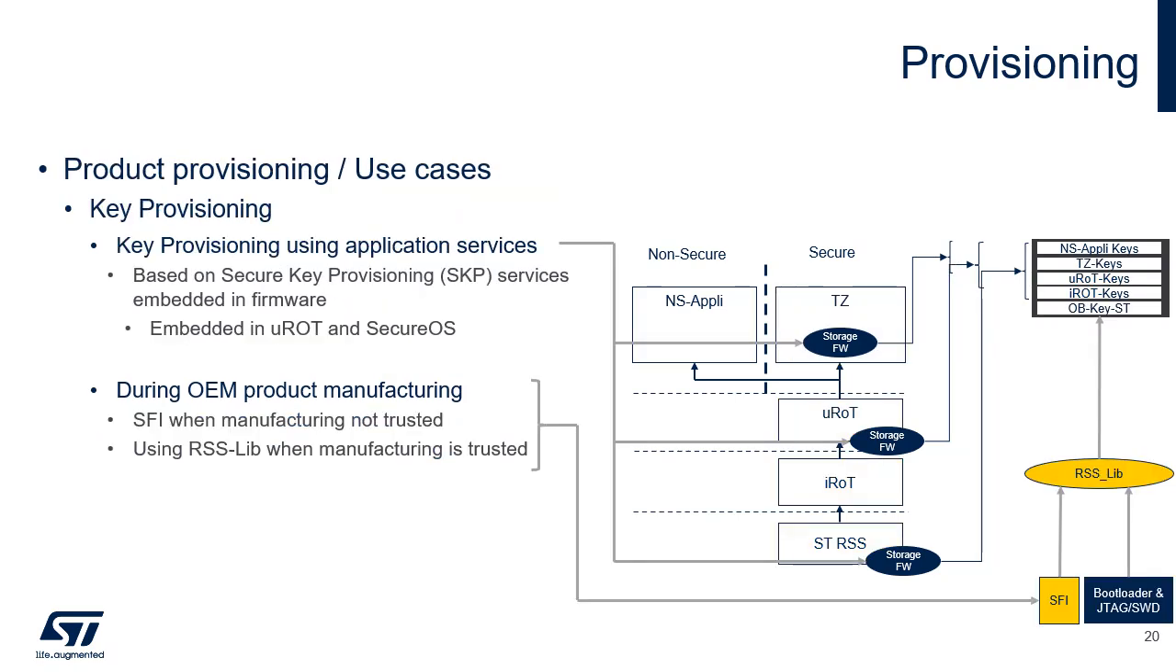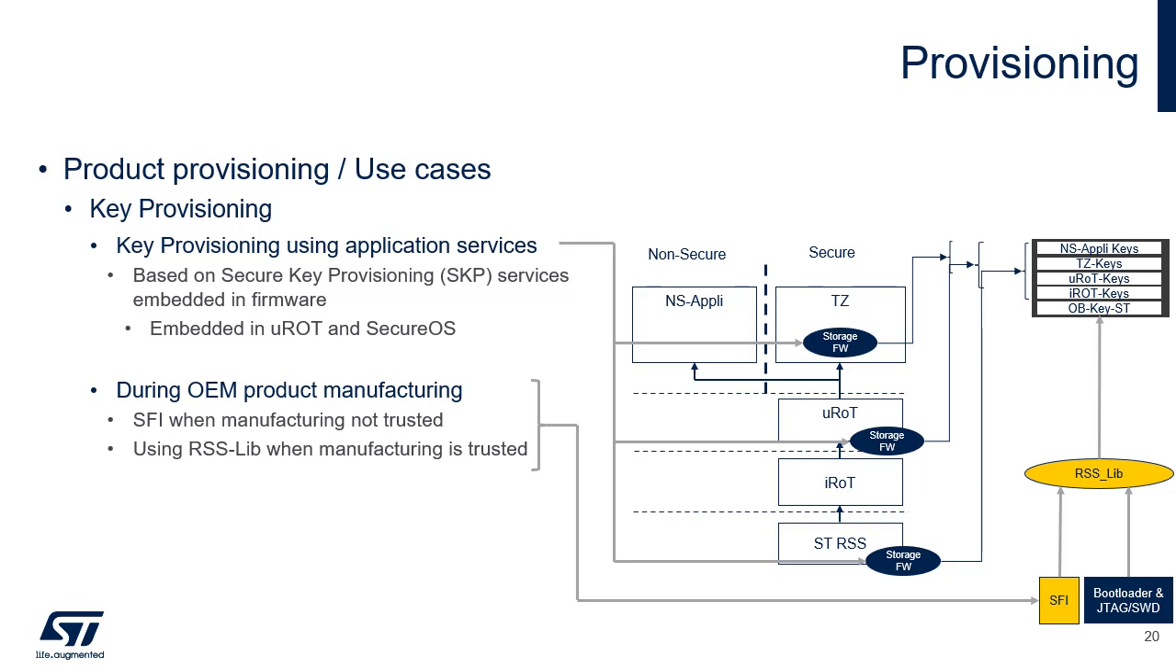This figure illustrates the various ways of provisioning keys. First of all, let's generalize. When we're talking about keys, OB keys, we're also considering data like mapping, configuration, status, etc. Keys and data provisioning can cover initial provisioning, but also updates.